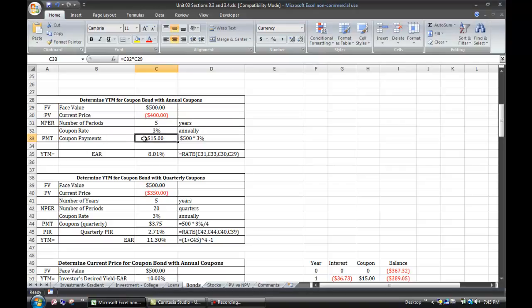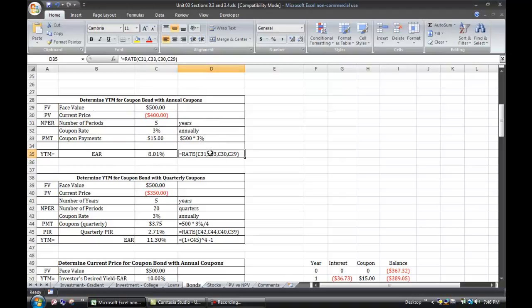That's the coupon. Then the yield to maturity, which is essentially the EAR, effective annual rate, can be determined using the rate function in this case. And C31 is the number of years, C33 is the coupon, the dividend, the payment, if you wish. C30 is the present value, which is $350. C29 is the future value, 39.